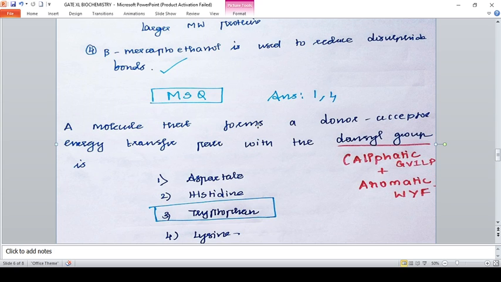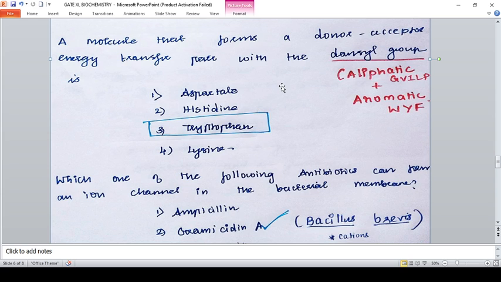A molecule that forms a donor acceptor energy transfer pair with dansyl group: these are aliphatic, that is glycine, valine, isoleucine, leucine, proline are aliphatic, and aromatic are your tryptophan, tyrosine and phenylalanine. So here tryptophan is the correct answer.